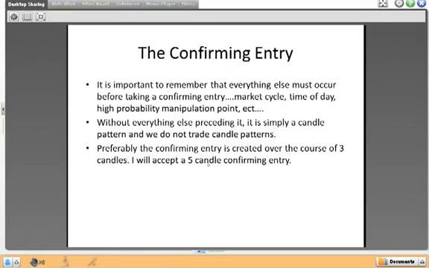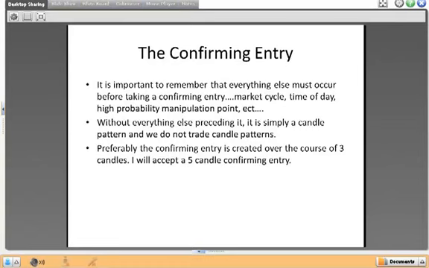It's important to remember that everything else must occur before taking a confirming entry. That's all the other parts we talked about in the other slide: market cycle, time of day, high probability manipulation point, etc. Without everything else preceding it, it is simply a candle pattern, and we don't trade candle patterns. We're not candle pattern traders. We're not chart pattern traders. Without everything else behind it, it means nothing. You're going to see it 1,000 times throughout the day.